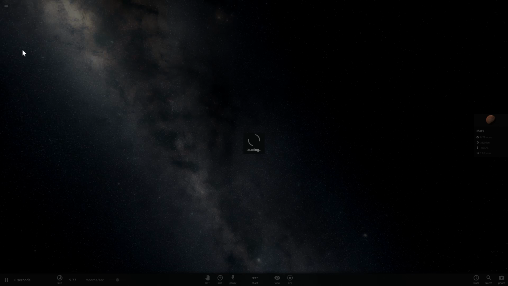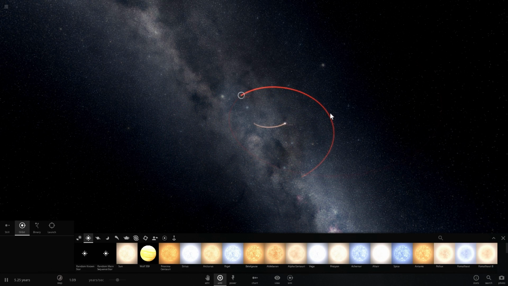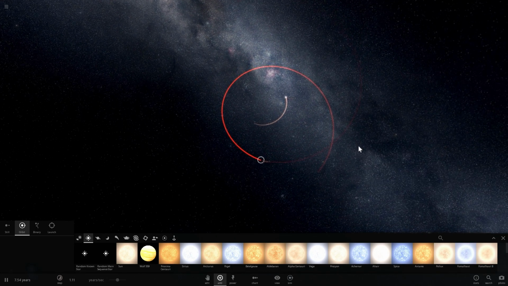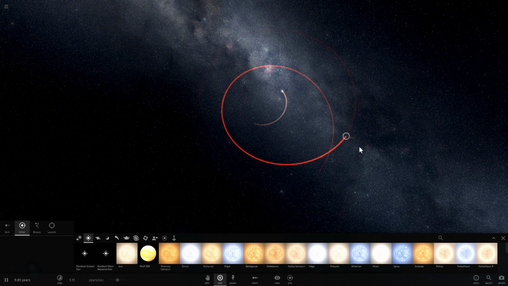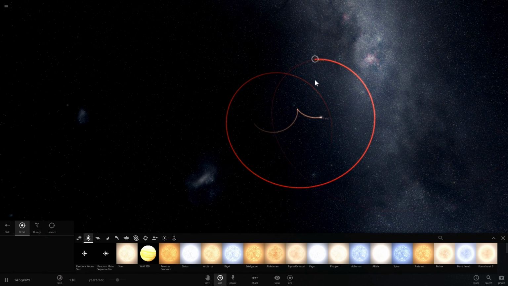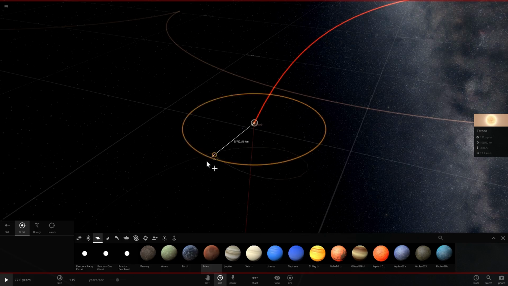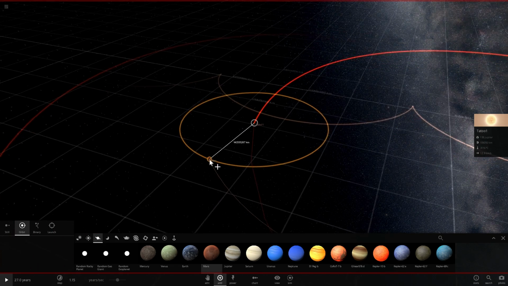And what I've decided to recreate is this. So first of all, I've placed both Tatooine 1 and Tatooine 2 relatively far away from each other, so they actually have a stable but far enough orbit of approximately 3 to 4 astronomical units. So this is one of the first things I decided to do.